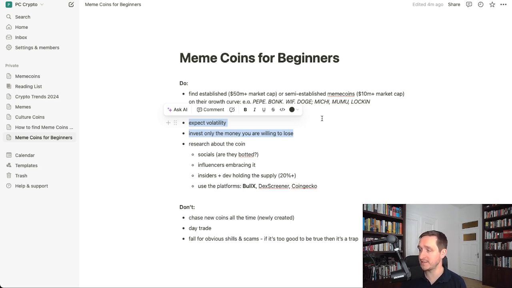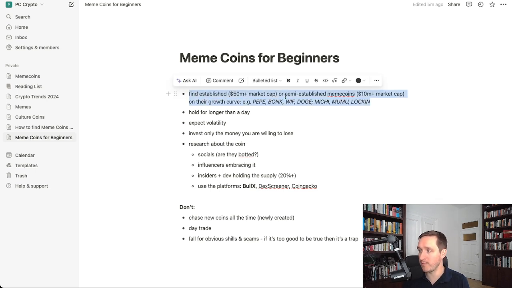Also, for beginners, I recommend going with larger coins. I'm going to show you my portfolio in a bit. This is what I show people because I have streams, I'm streaming live. So if you want to see how I'm trading meme coins, you can see one of my streams, but I'm definitely more on the risky side, discovering new coins. I wouldn't recommend that for beginners.